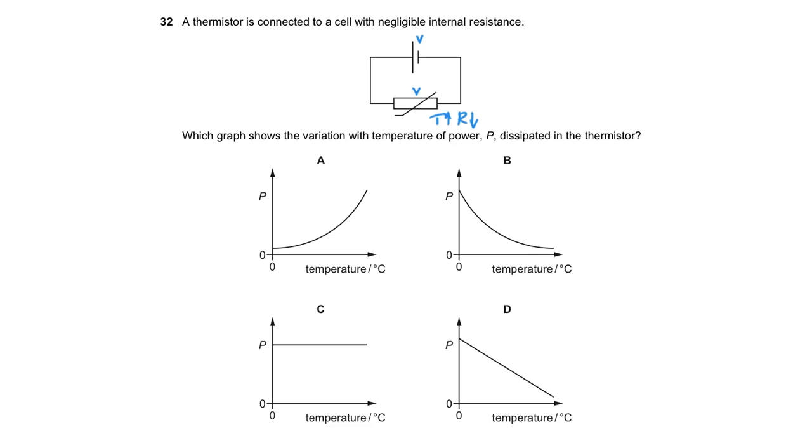So the equation to use here would be power is equal to V squared upon R. Now, as we increase the temperature, the resistance decreases. As the resistance decreases, the power increases. Why? Because V here is a constant. So I can conclude that an increase in temperature causes the resistance to decrease and hence the power to increase. So an increase in temperature causes the power to increase. The only option that shows this relationship, temperature increasing and the power increasing, is option A.